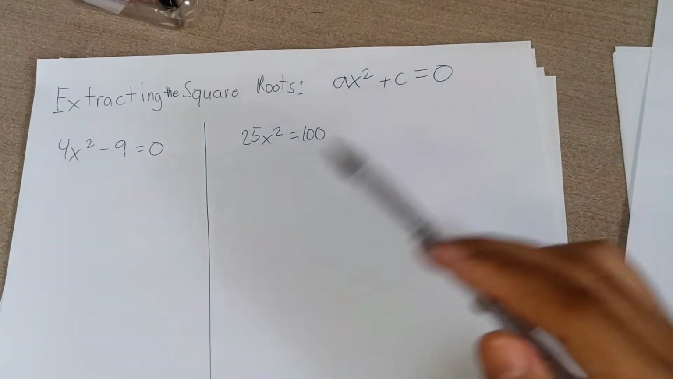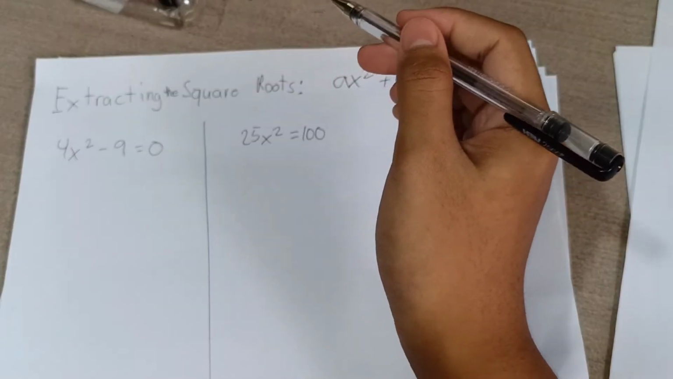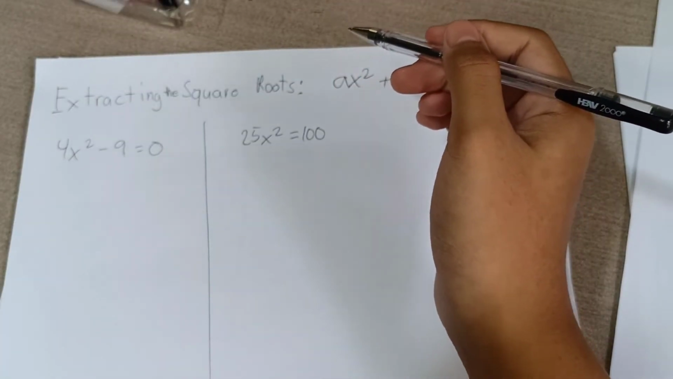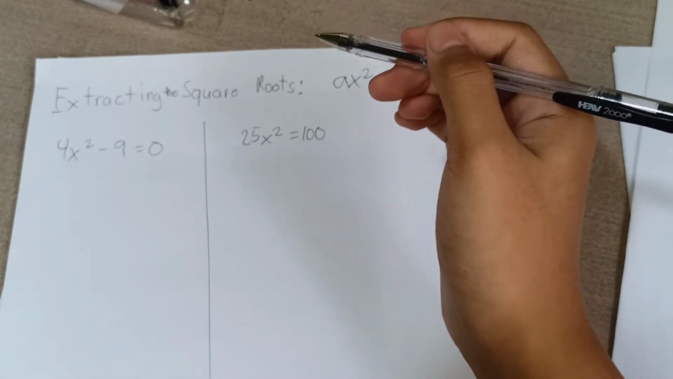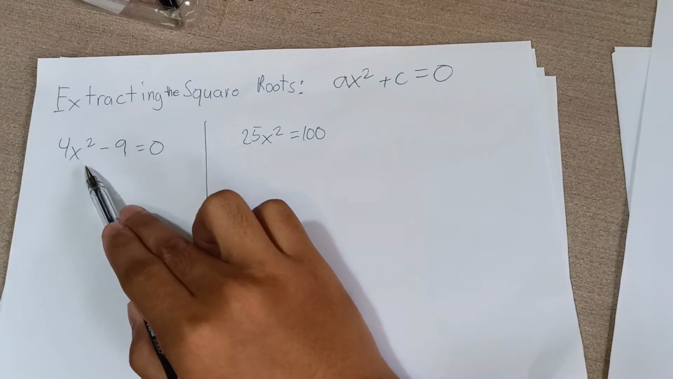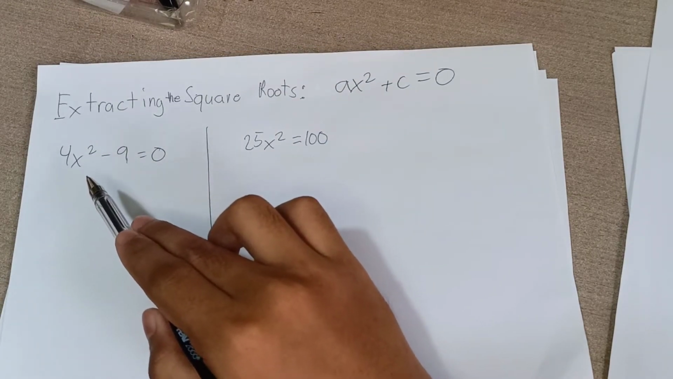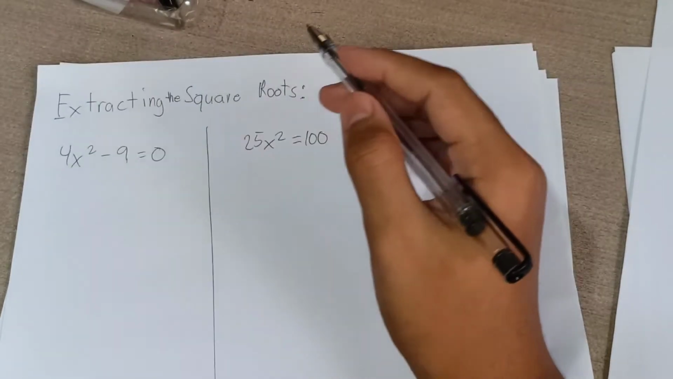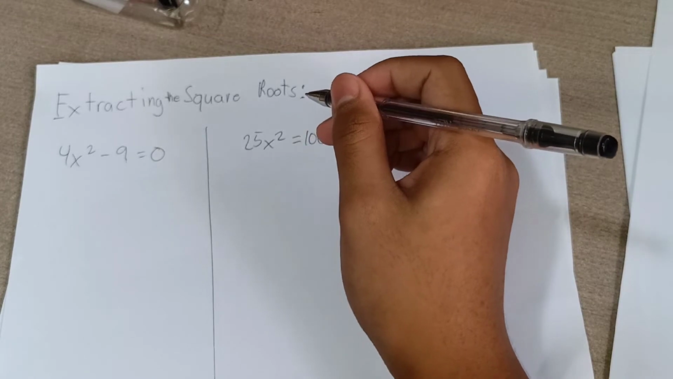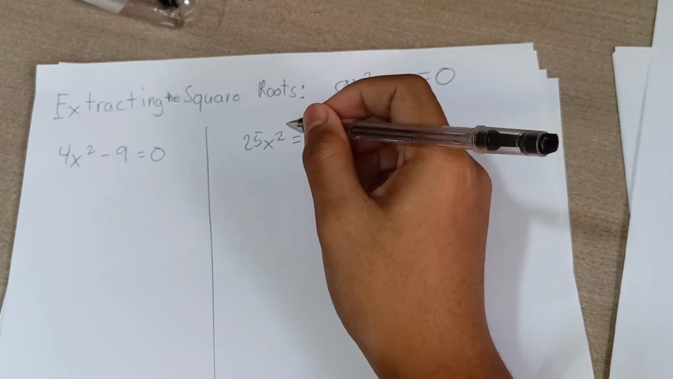Now let's start on this first equation: 4x squared plus 9 equals 0. Even though it doesn't have the bx term, it is still a quadratic equation because of the term ax squared, which is 4x squared, which has a degree of 2 on its variable. Now, to isolate x squared, we must add 9.